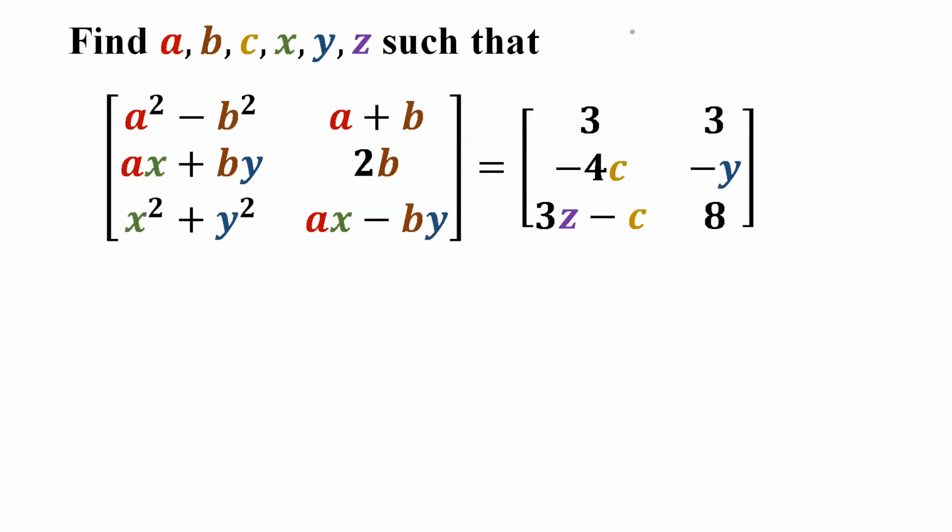Today we are going to solve this system of equations. The equation here is given in 3 by 2 matrix form, and you'll notice that there are total 6 unknowns: a, b, c, x, y, z. Okay, so let us find out the values for all those unknowns.